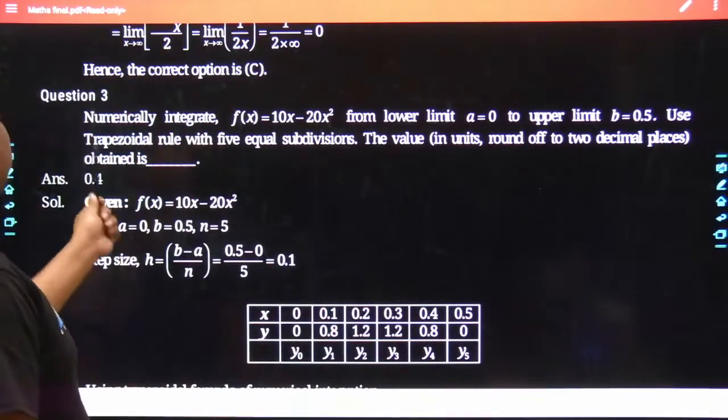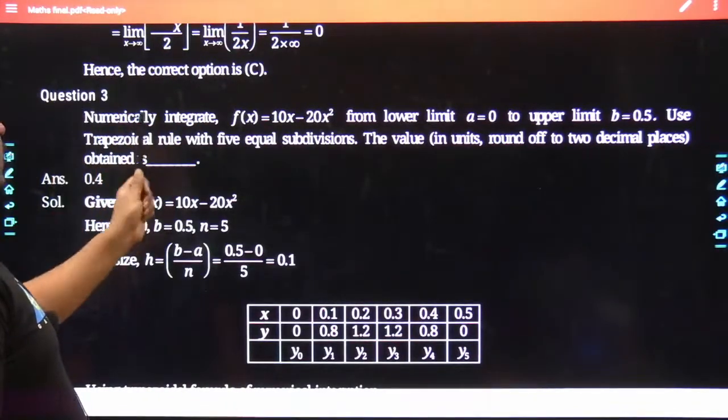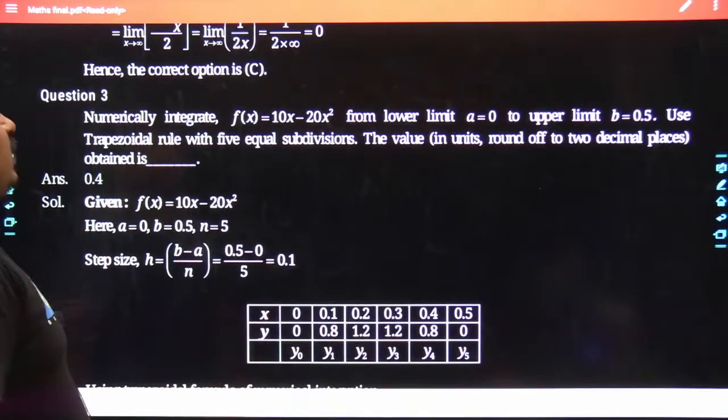See what the problem states. Numerically integrate f of x, which is 10x minus 20x squared, from lower limit a equals 0 to upper limit b equals 0.5.